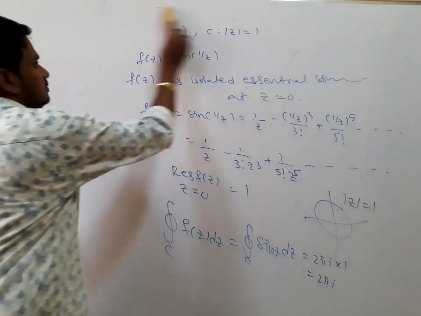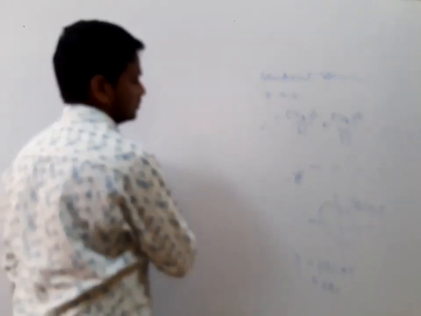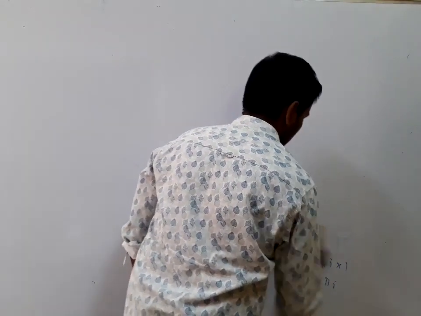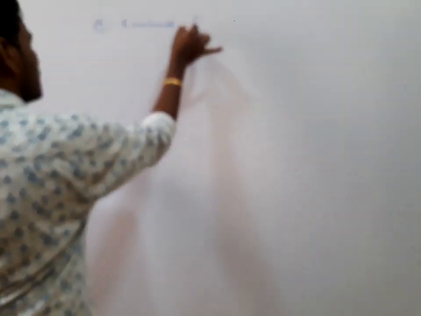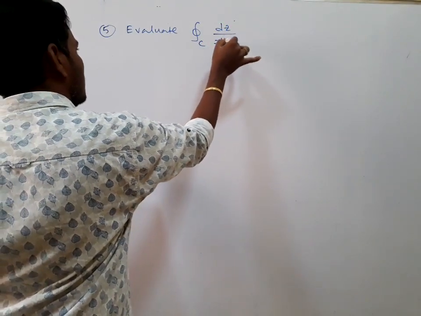Next, evaluate the integral over C of dz divided by z to the power of 4 plus 1.